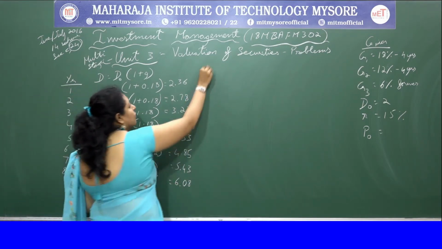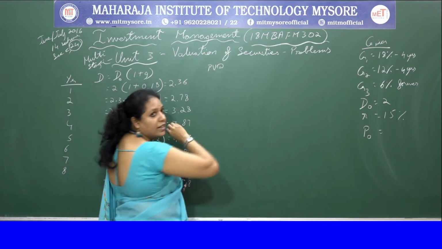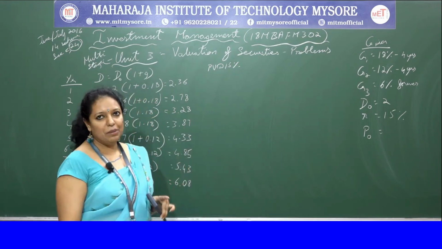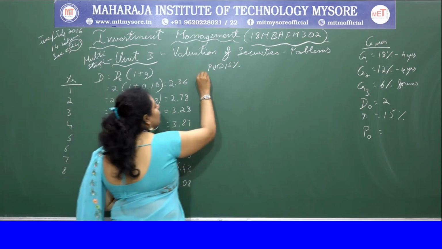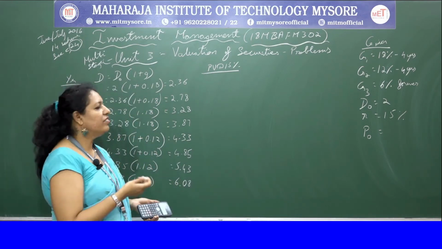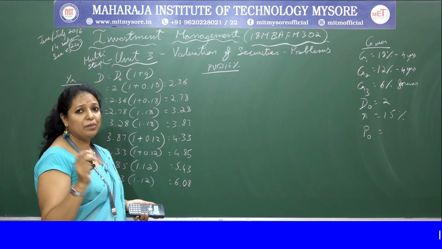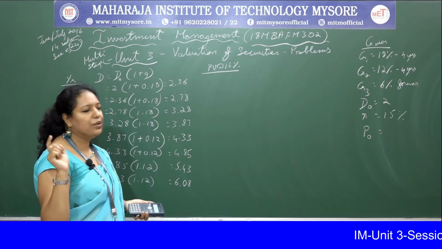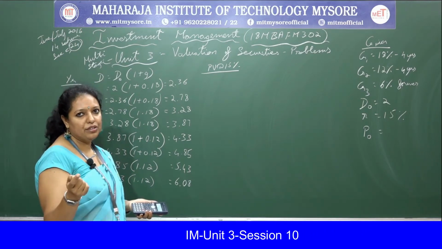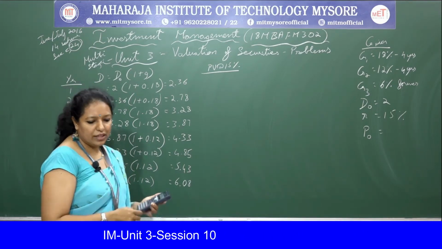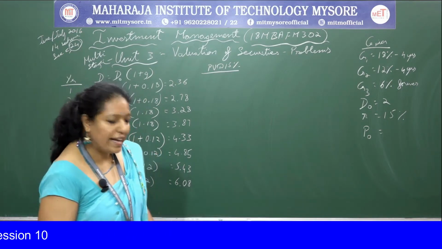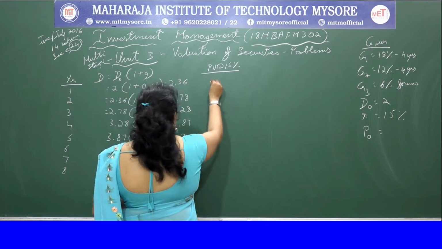And next you have present value at 15%. I have already told you they have given r as 15%. So you have to take the present value interest factor table of 15%. Either you can calculate 1 divided by 1 plus 0.15, or else you can use your present value interest factor table. According to the table, I have got the values, so I'll directly write the values.